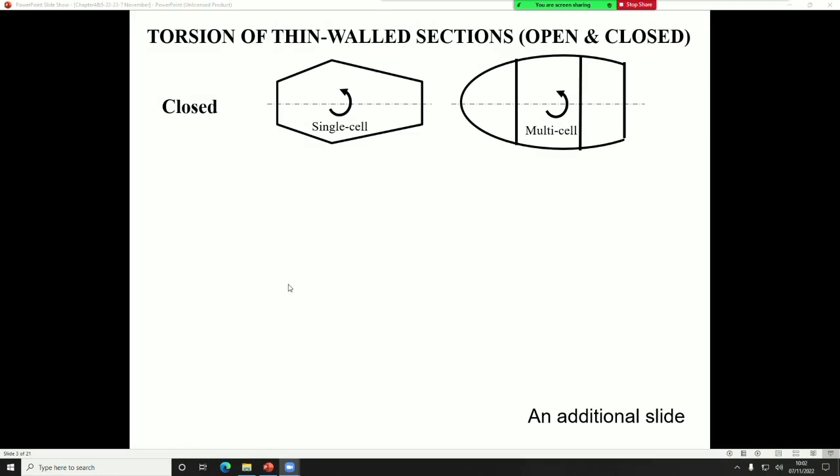I started this chapter with analysis of circular sections, solid, hollow, or thin-walled with uniform sections subject to torsion. Then we moved on to analysis of thin-walled closed sections, either single-cell or multi-cell tubes. For the single cells, these are the equations we used: the relation between the torque applied, the shear flow distribution, and how to find the rate of twist or angle of twist. And the shear flow is defined as the product of the shear stress and the thickness.